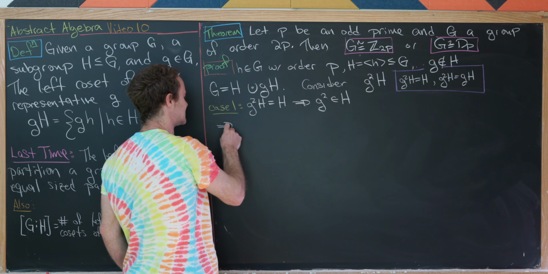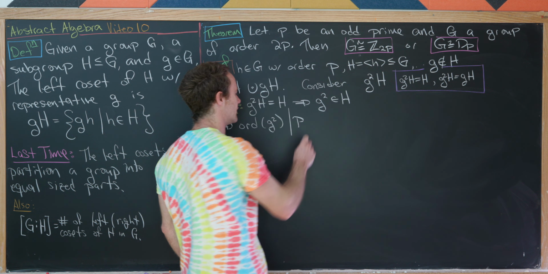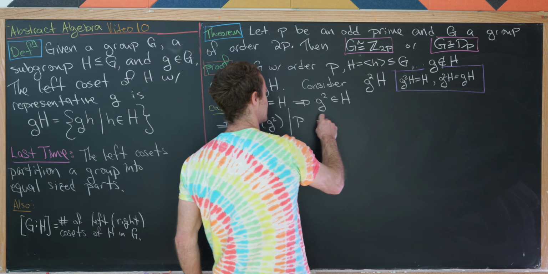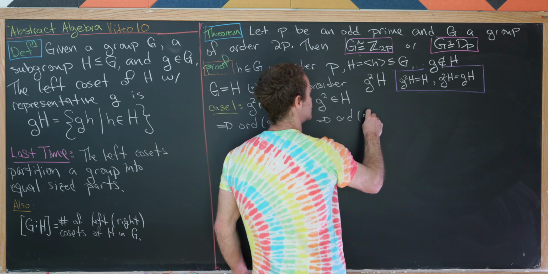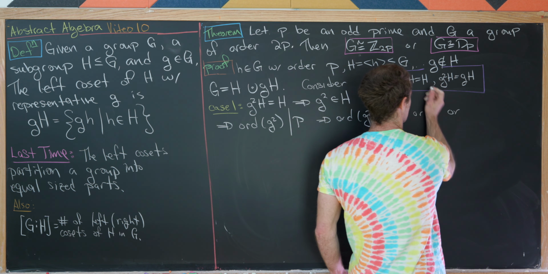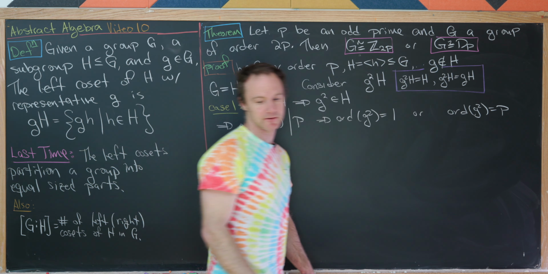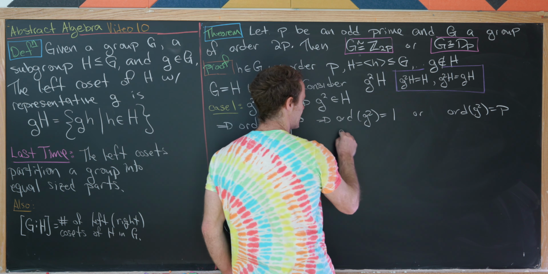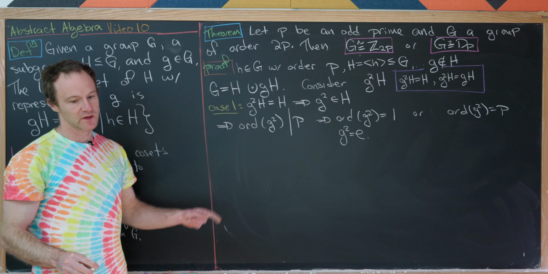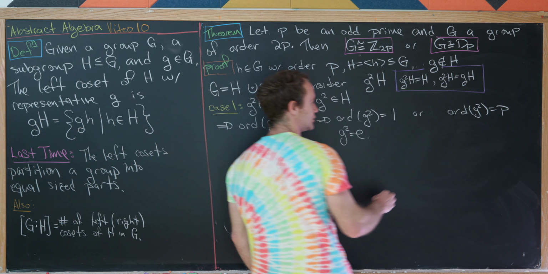But then that tells us that the order of G squared must divide the order of H, which is P. Okay, but that means that the order of G squared can either be 1 or the order of G squared has to be equal to P. But now if the order of G squared is 1, that means that G squared is equal to the identity and we're done. But if the order of G squared is P, then that actually brings us to an issue.